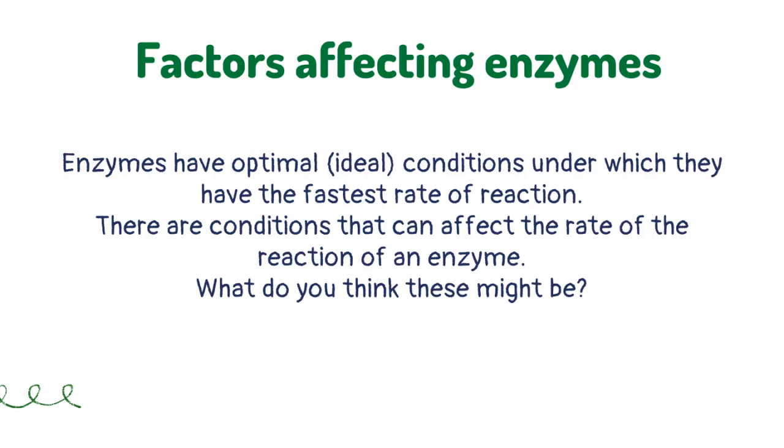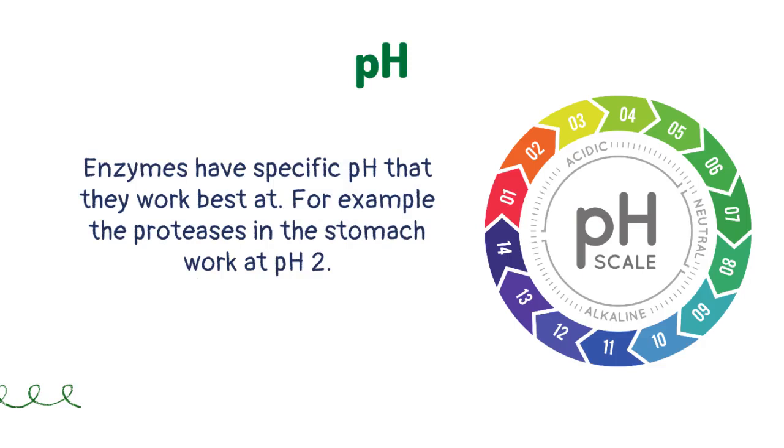Enzymes have optimal, ideal, conditions under which they have the fastest rate of reaction. There are conditions that can affect the rate of the reaction of an enzyme. Enzymes have specific pH that they work best at. For example, the proteases in the stomach work at pH 2.